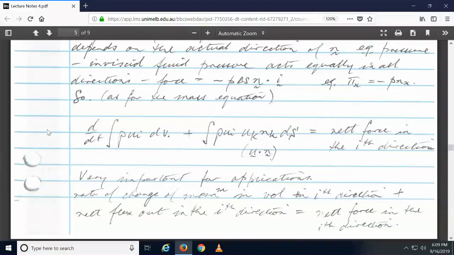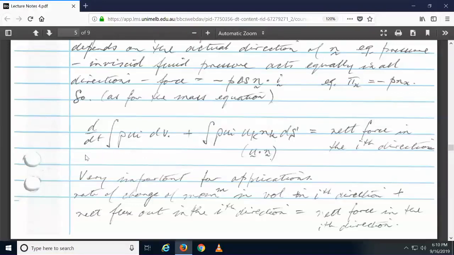So that derivative, the rate of change following these particles, can be written as, for a fixed volume, the rate of change of rho ui, the momentum in the volume, where the volume is now fixed, plus the integral of rho ui, that's the momentum per unit mass, uk nk. So this is u dot n, is the net force in the ith direction.